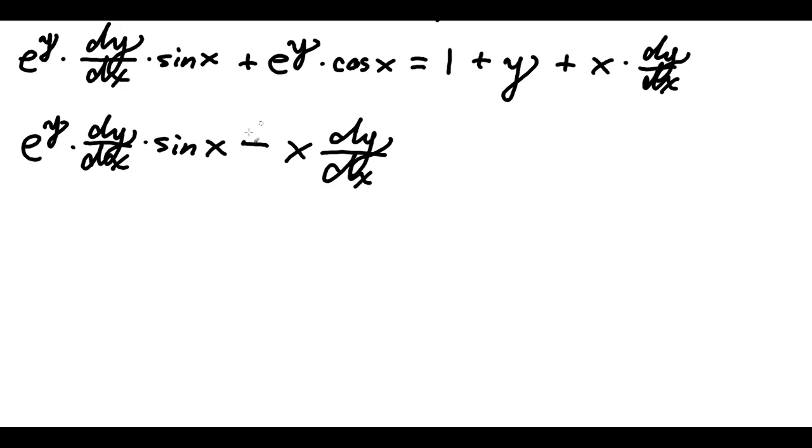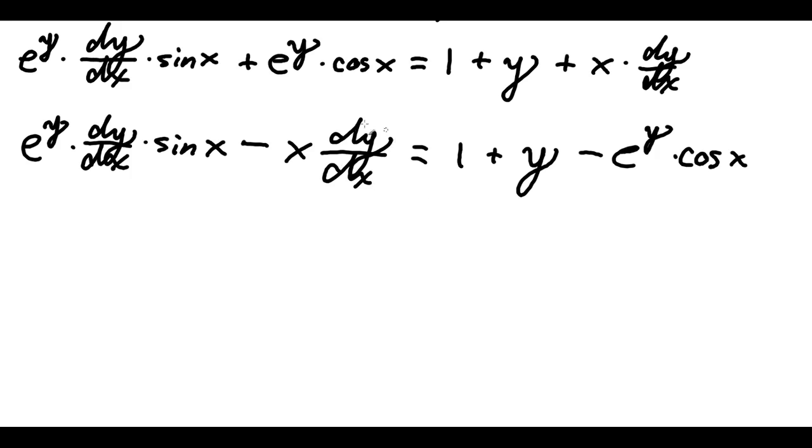Now all of our derivatives are on the left-hand side. There's also this term here, this e to the y times cosine x. That doesn't have a derivative in it. This is just in the way. So let's move it over to the right by subtracting it from both sides. So now we have 1 plus y minus e to the y cosine x. So this step was just algebra. I was subtracting e to the y cosine x from both sides and also subtracting x times dy by dx from both sides, just to rearrange the terms.